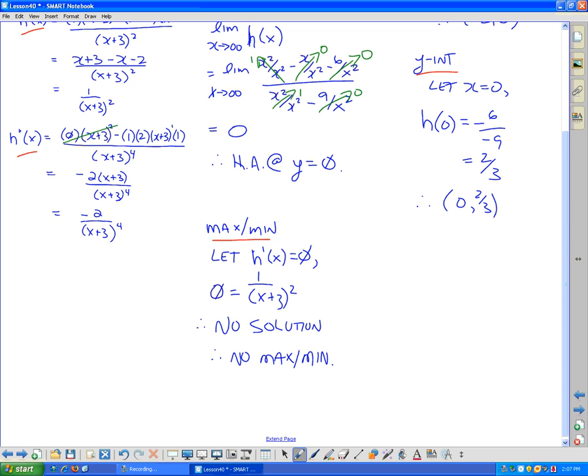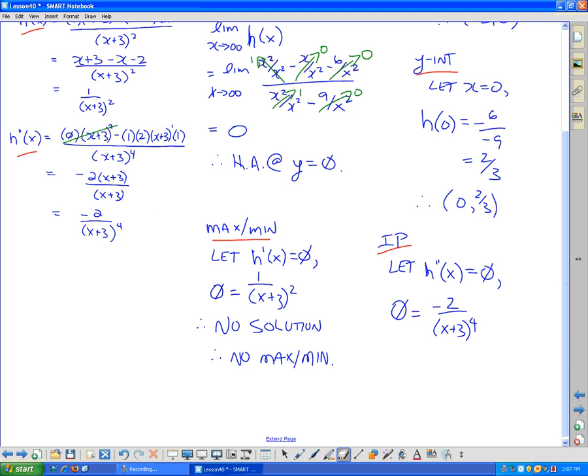All right. So it's going to make the graph a little bit more interesting for us as we work our way through when there's no max or min. Let's go for an inflection point since we've gone this far. And this occurs when we let the second derivative equals 0. 0 equals -2 over (x plus 3) to the 4th. Actually, it should be the 3rd.